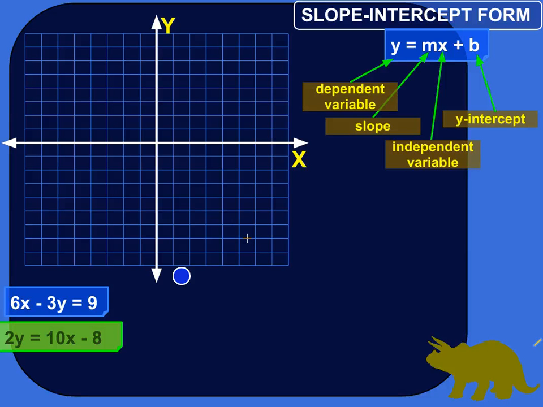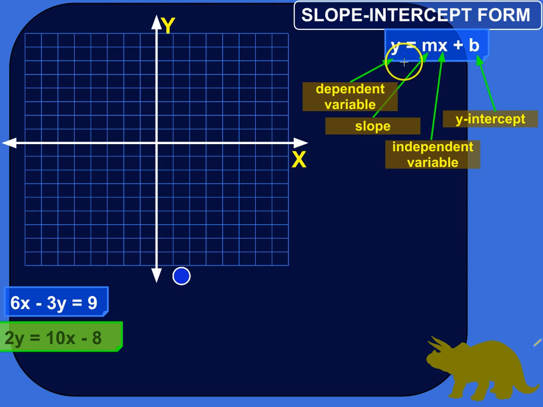Alright, so we're going to practice using the slope-intercept form of linear equations to graph a couple of linear equations. And these are the ones we're going to graph here in a second. These are not in the slope-intercept form yet. So what we're going to do is rearrange these so that they're in the slope-intercept form. And that'll allow us to immediately identify what's the slope and what's the y-intercept.